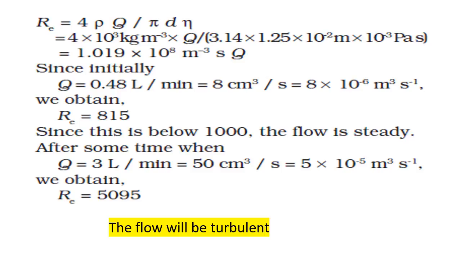Since initially Q was 0.48 liter per minute, and by converting it into meter cube per second, you will get Re as 815, and this is below 1000, so the flow is steady. After some time, the Q is 3 liter per minute, and after converting it into SI units meter cube per second, and by putting in that formula, you will get Re as 5095. So the flow will be turbulent.